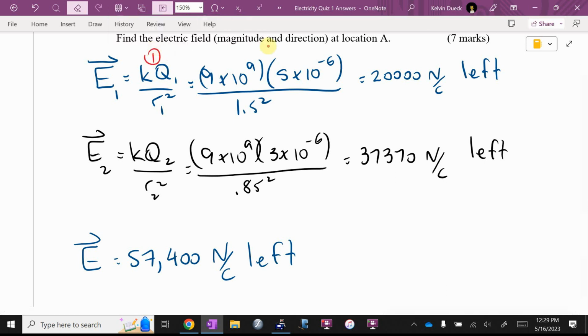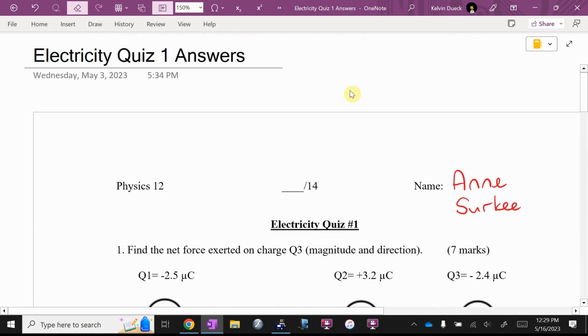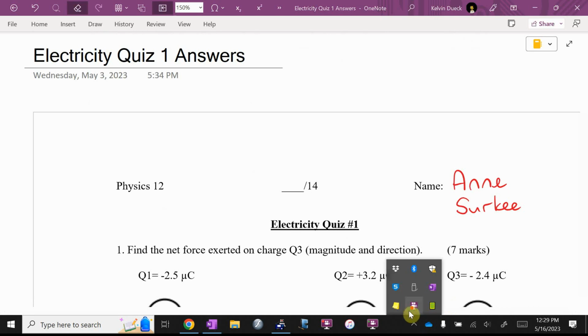Otherwise, I would go 1 mark for that, 1 mark for that, half mark for that, half mark for the direction, 1 mark for that, 1 mark for that, half mark for that, half mark for the direction, half mark for the magnitude, half mark for the direction. So that quiz is out of 14. Can you give yourself a score out of 14, please?